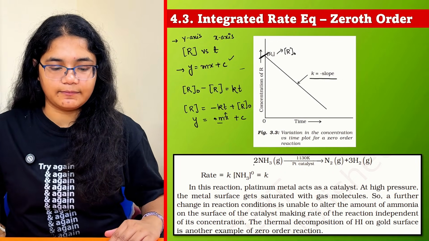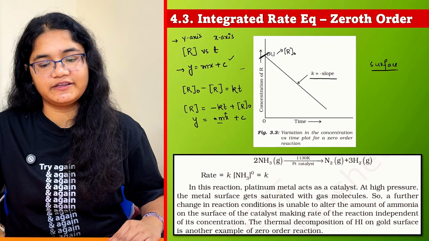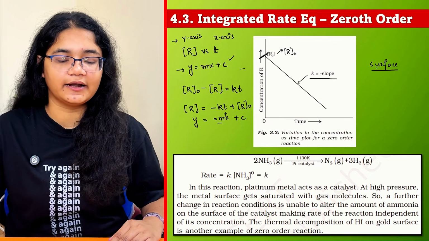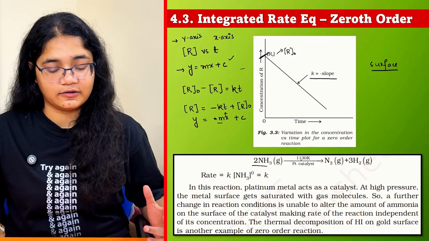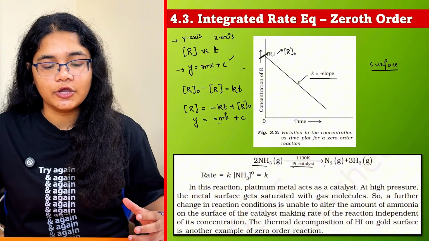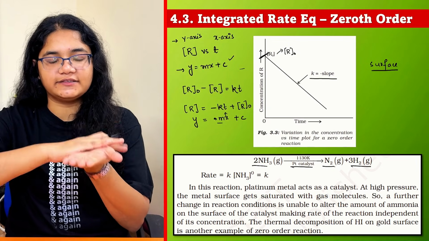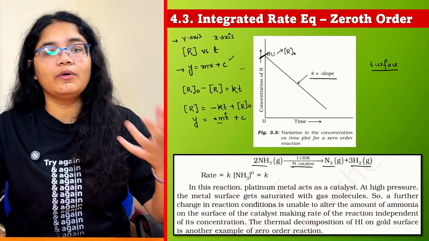Now let us see one example. I have told you that surface catalyzed reactions are generally 0th order reactions. Now what is the reason behind that? So we have an example. If you take NH3 and treat it at a high temperature with a catalyst, you will get N2 plus 3H2, right? In this reaction, the NH3 is adsorbed on the platinum surface and then it breaks to give you N2 and H2.